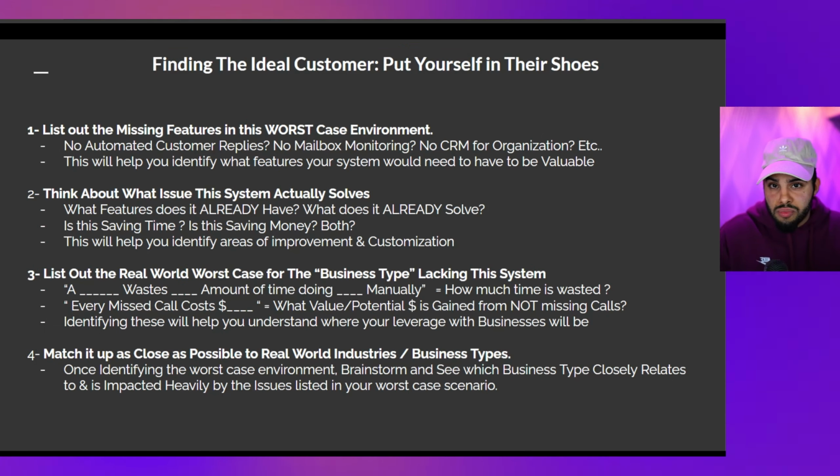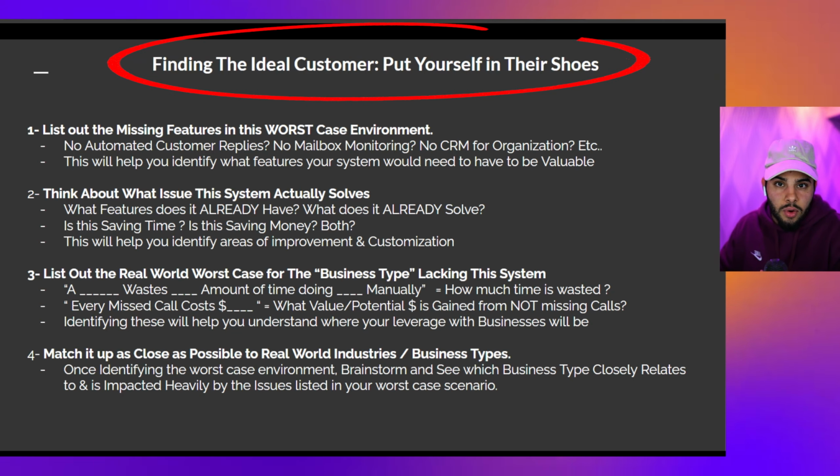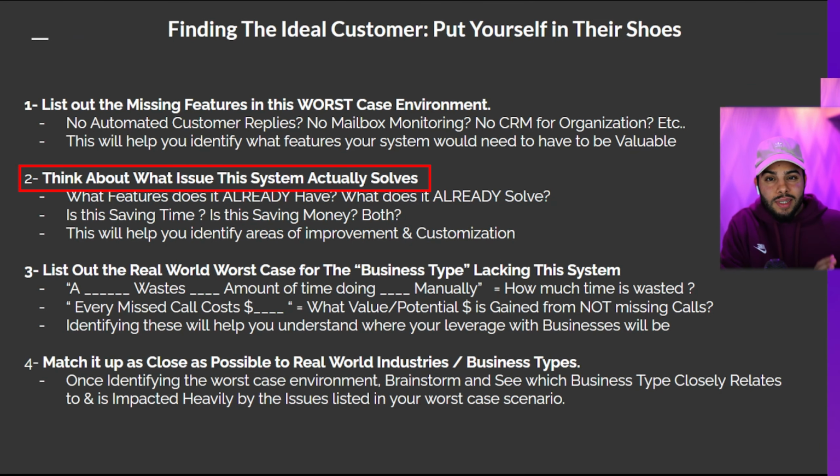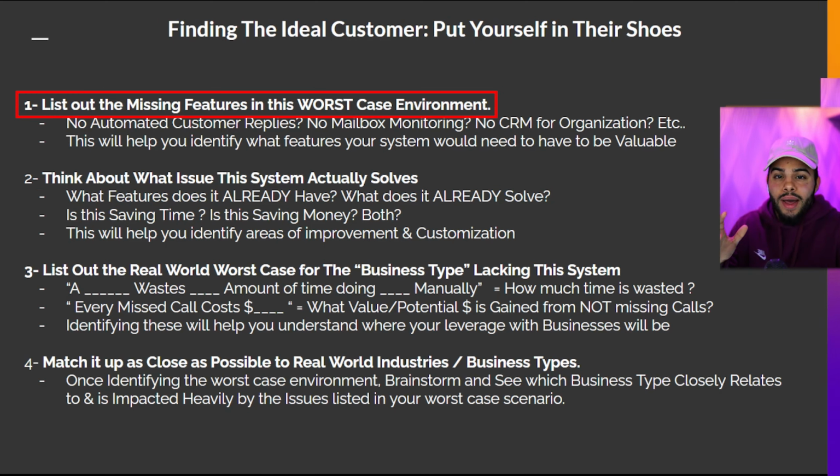So now let's assume you're technically ready. You need to understand what kinds of businesses your system applies to. And the best way to do this that I personally found is putting yourself on the other side of the coin. What I mean by that is literally first think about what your system does and what it solves. Then imagine the worst case scenario that could exist where your system would be an absolute hero, like Superman, if it was implemented into that world.